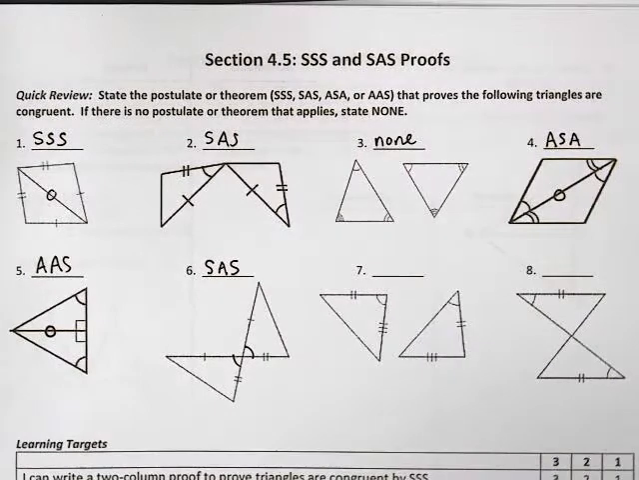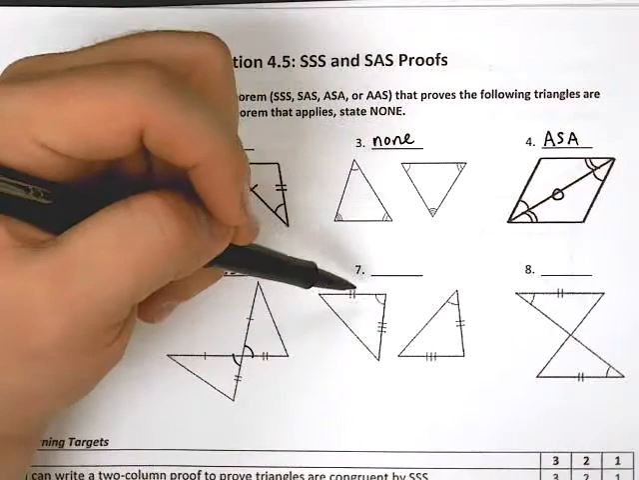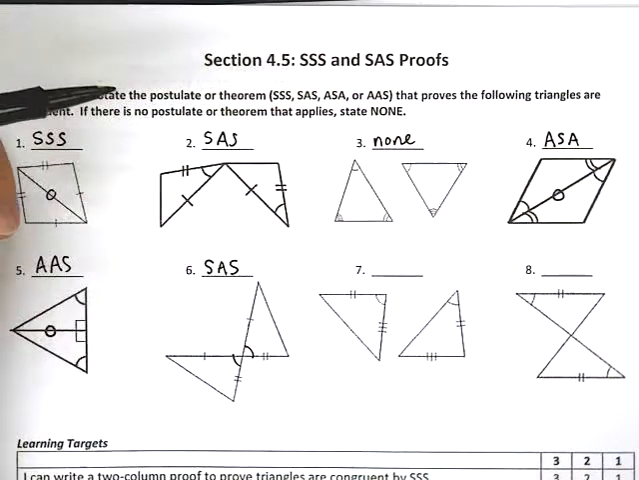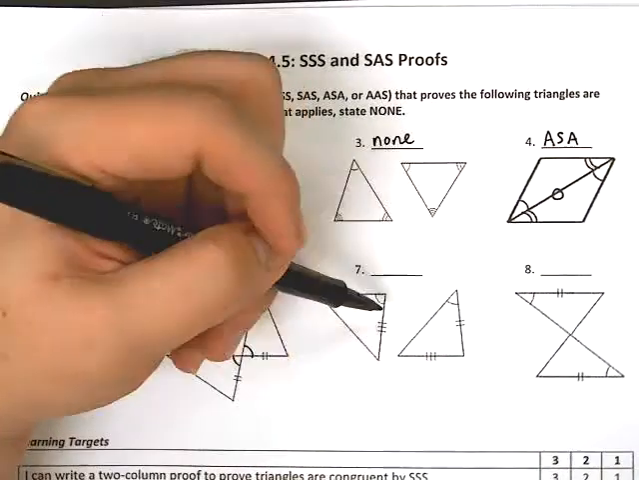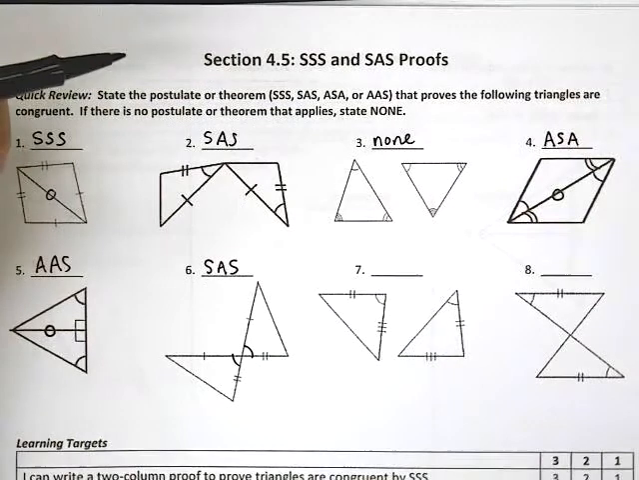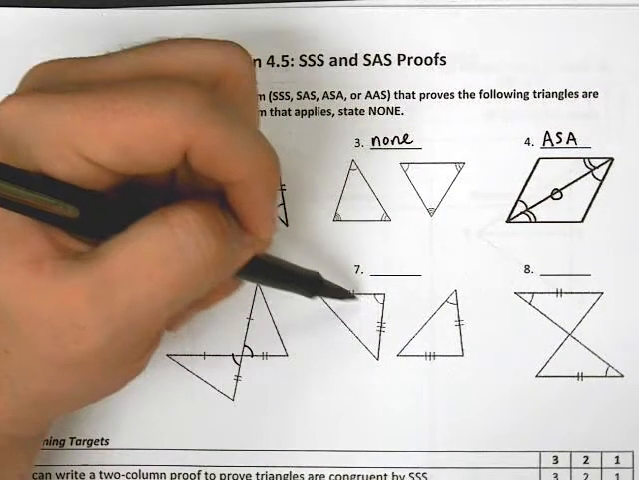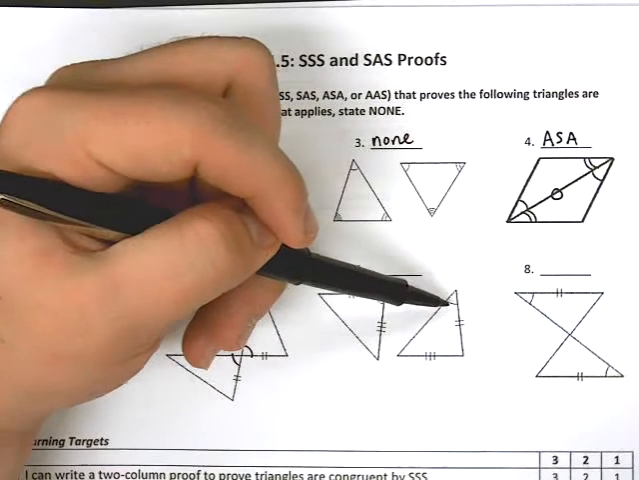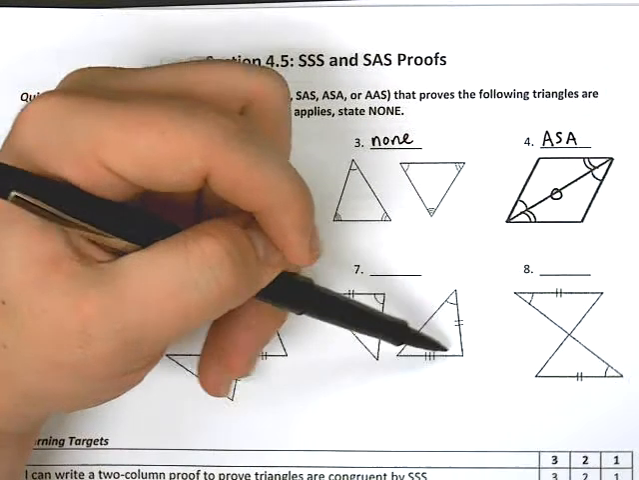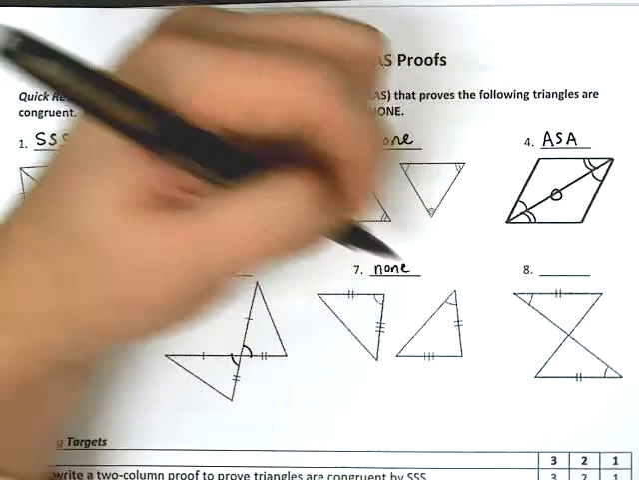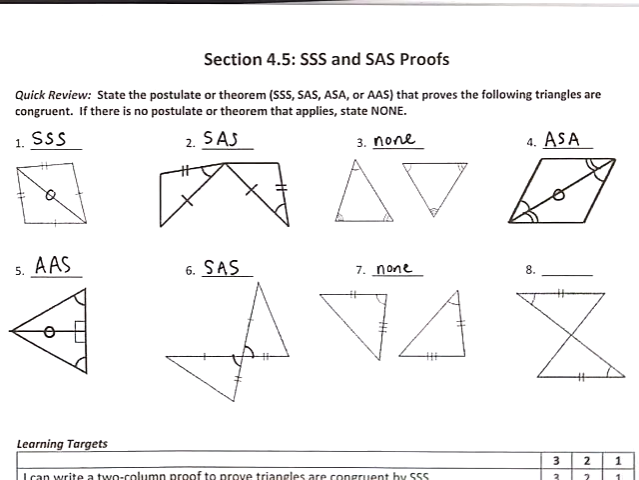Let's keep going. Okay, so I have doubles and triples, so I have 2 sets of sides, and then I have angles. Please be very careful, though. This angle over here is between the 2 sides. This angle over here is not between the 2 sides. So these are none, because they do not correspond to each other correctly.